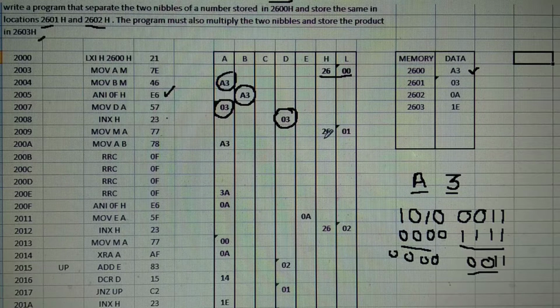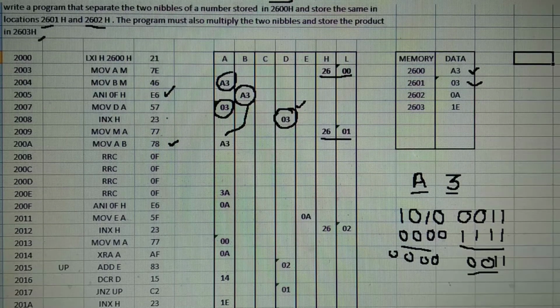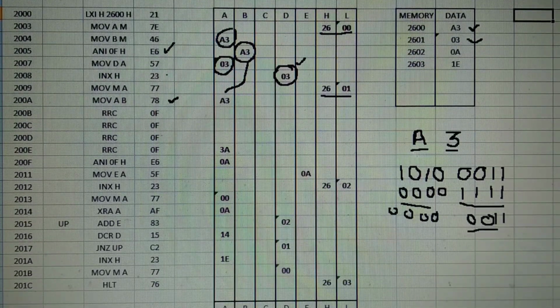INX H, it becomes 2601. MOV M, A, that 03 goes to that memory location. Move A to D also, that means the number is taken to D. INX H, MOV M, A. Again the original number is brought to the accumulator with the help of the instruction MOV A, B. With the help of that instruction we brought the original number.